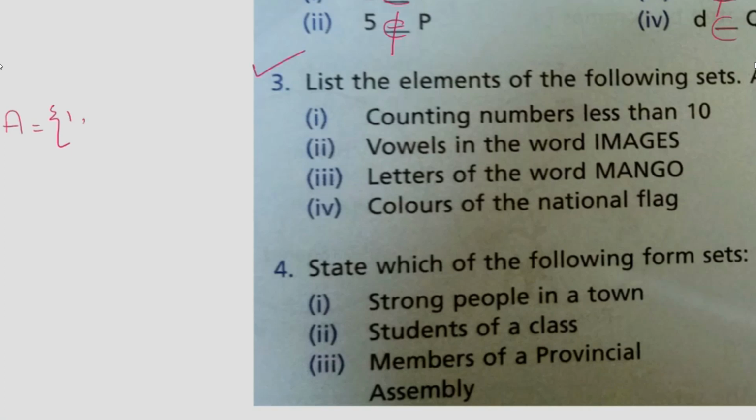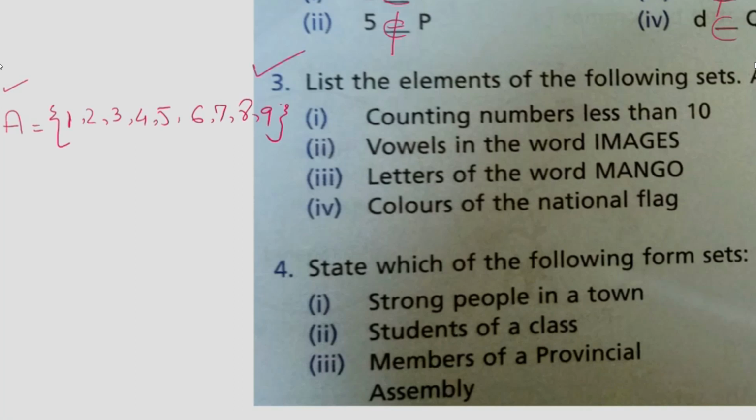So 1, 2, 3, 4, 5, 6, 7, 8 and 9. So counting numbers less than 10 is A is equal to 1 to 9, and we have written all of this in curly braces.